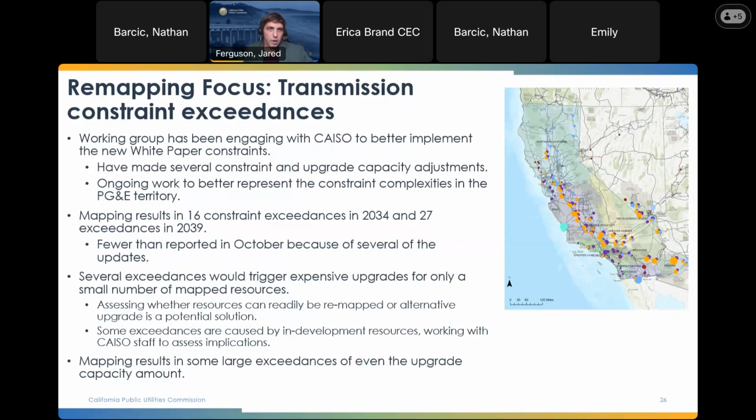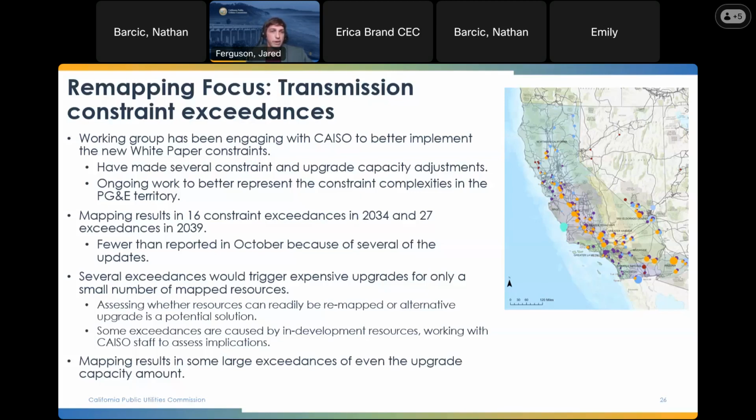The last overarching focus is a key one: what transmission constraints we are exceeding, and what are the transmission upgrade implications. As I was saying, we've been working with ISO staff to better implement the new white paper constraints. We've gone from about 40 constraints to about 104 constraints, with some additional constraints we're now trying to incorporate. So we've been going back and forth with ISO staff to assess the accuracy and how best to implement those constraints.